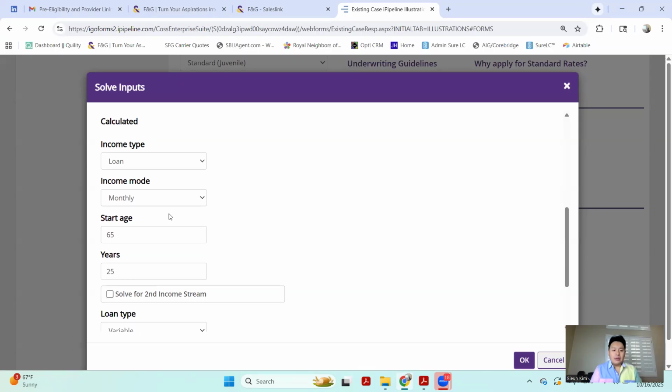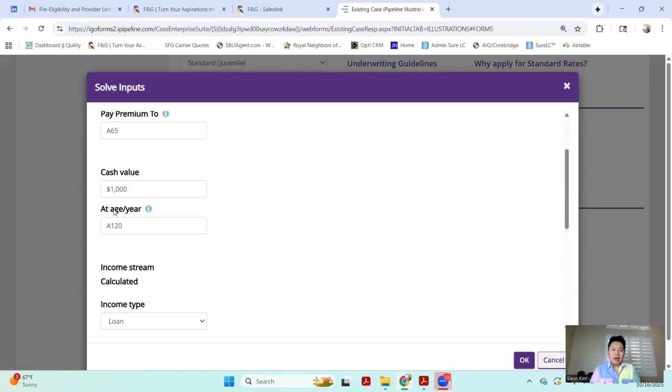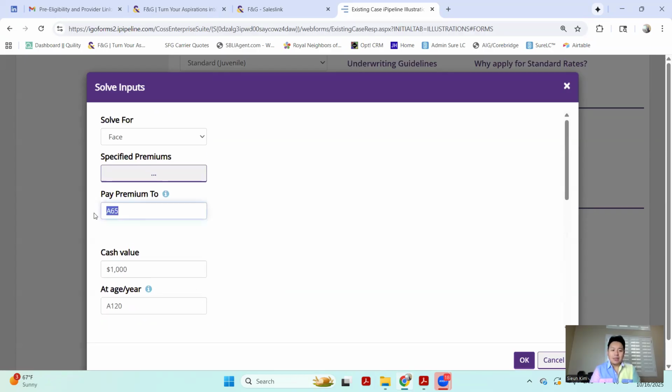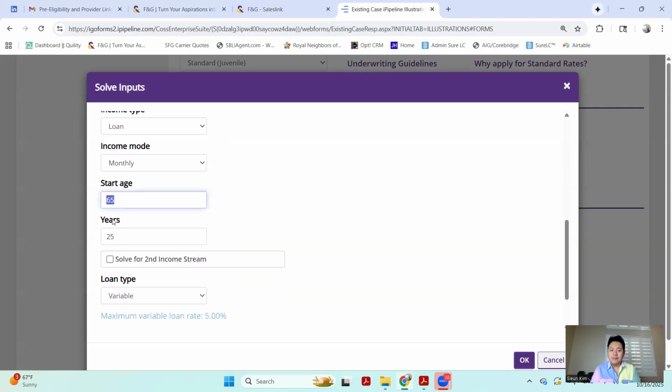Okay. And what we're doing here is we're going to start the age at 65. That means the income will start at age 65. But when you put 65, this actually shows at the end of 65, so starting at age 66 on the illustration. My little tip is that if you put age 65 here, you don't have to put the A. You just put a number and match that number. So if you put age 65, put 65 here.